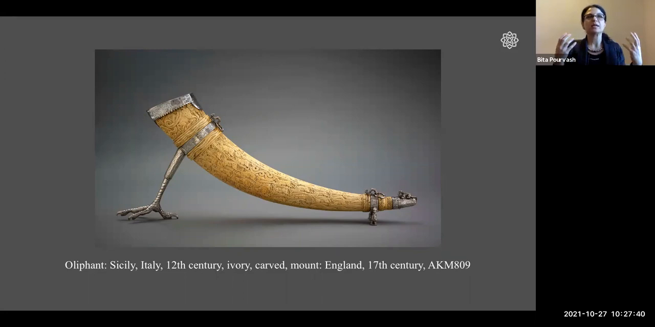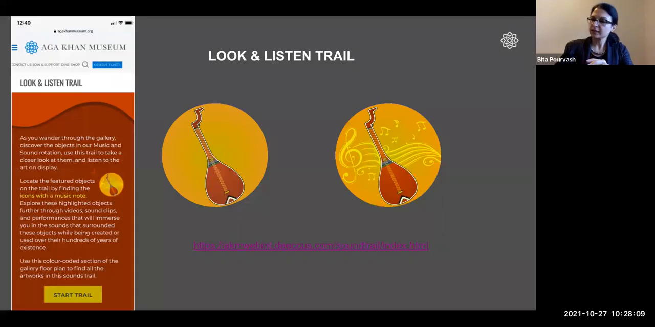because the majority of the artworks on display, at one point, either created a sound or were surrounded with sound. Even imagine a metal candlestick, the sound of creating it or the sound of using it. So we are trying with this rotation to bring those sounds out, like how writing calligraphy would sound, or how this olifant would sound in real time when it was played. And in order to get access to these sound elements, we are developing a look and listen trail.